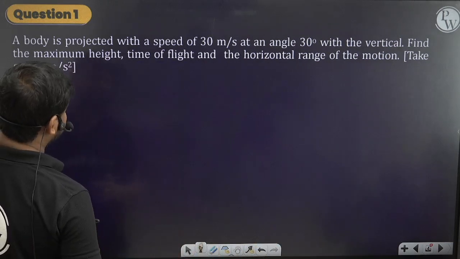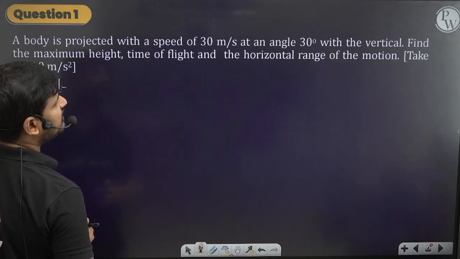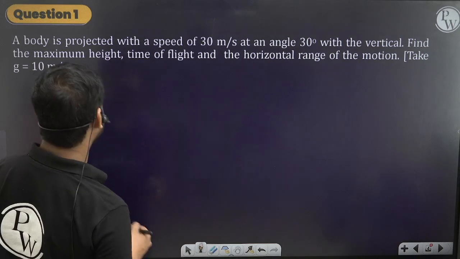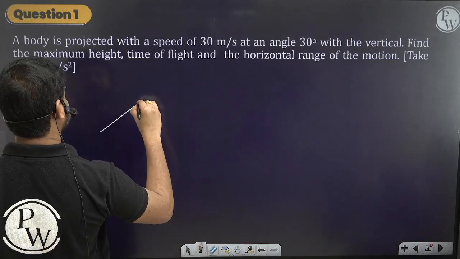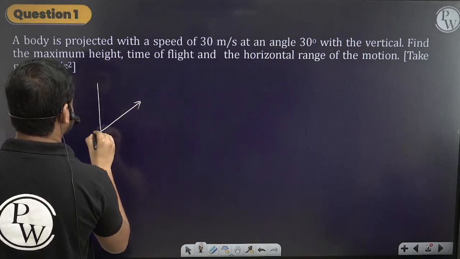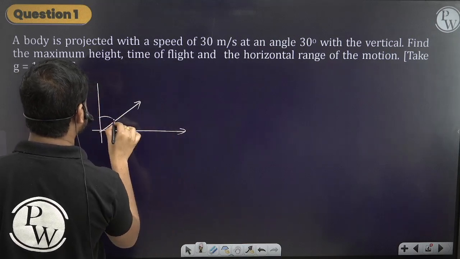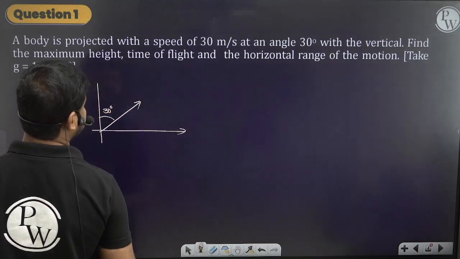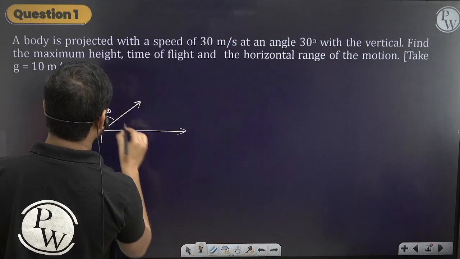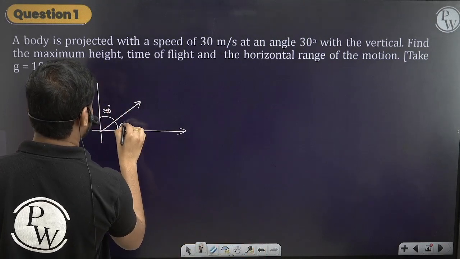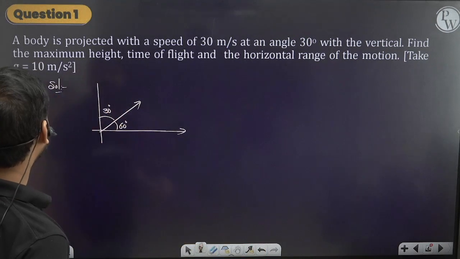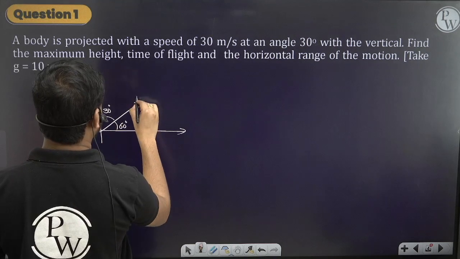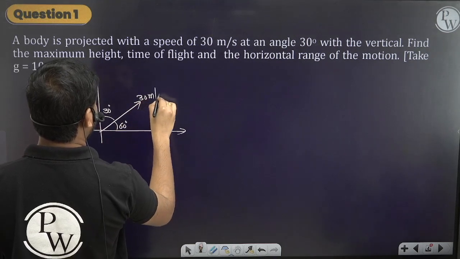A body is projected with a speed 30 meters per second at an angle 30 degrees with the vertical. So see here, this is the body projected. With the vertical they said 30 degrees, so obviously this is going to be 60 degrees, right? Then find the maximum height. This is 30 meters per second. Now we can write the components.